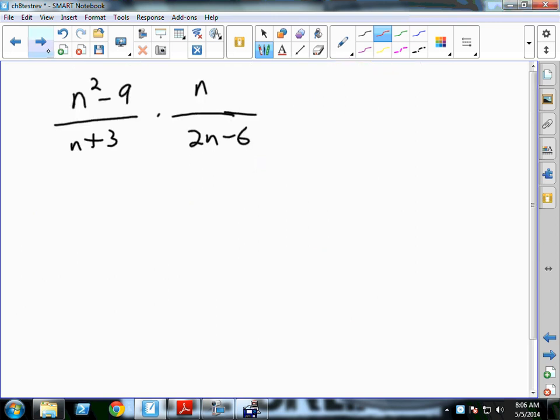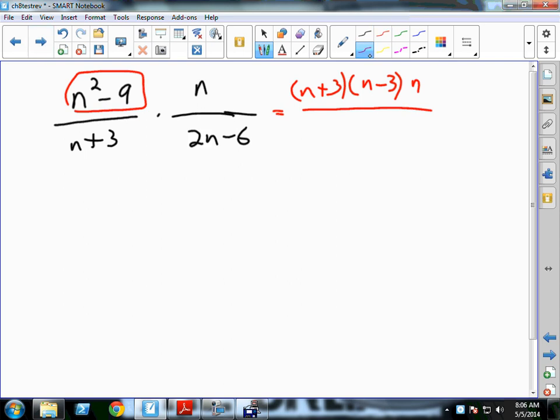All right, so here we are with this one. Remember, factor, cancel. Factor, cancel. So this n squared minus 9, we have an albino in the room. n plus 3, n minus 3, and an n. Remember, I just make one big fraction out of everything. Where'd the n come from? The n was the n that was there. On the denominator, my n plus 3 is this n plus 3.